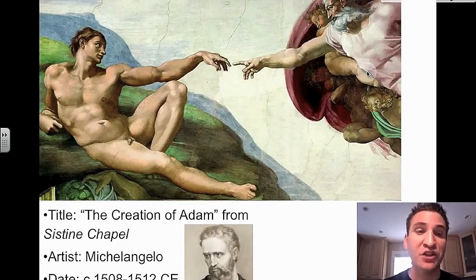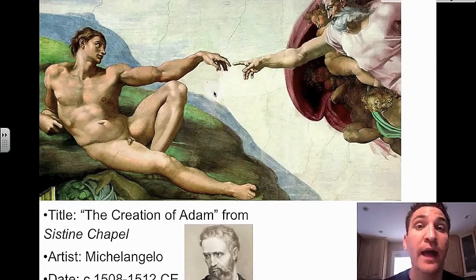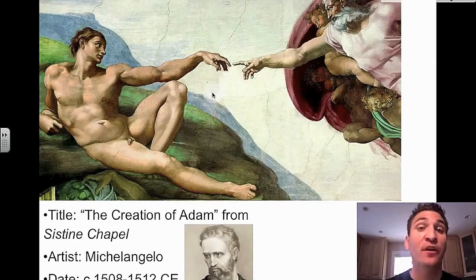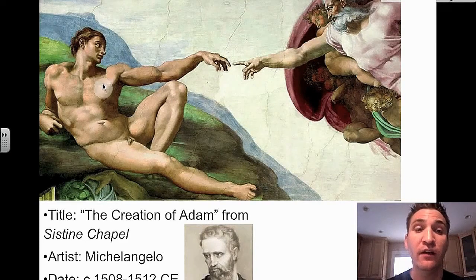Also, Michelangelo painted this, not on a canvas, but on a wall. This is the creation of Adam from the Sistine Chapel. He painted an entire room in Rome, Italy, from 1508 to 1512 with these types of Bible scenes. You see God giving life to the first human Adam.